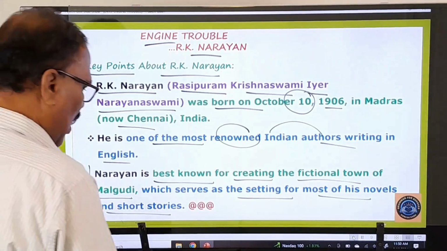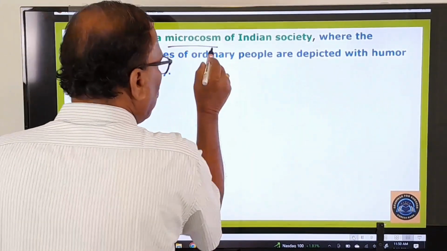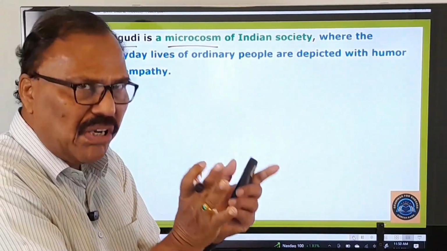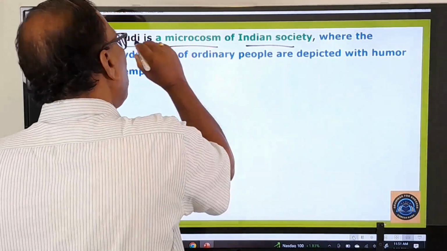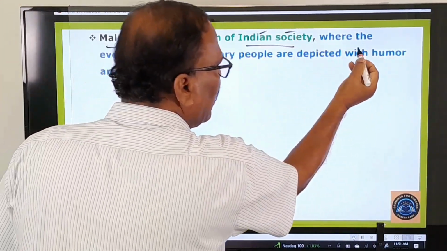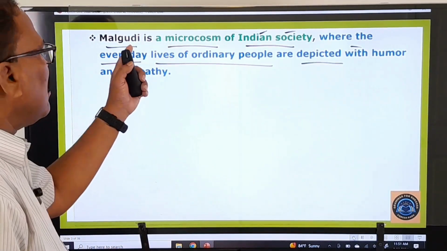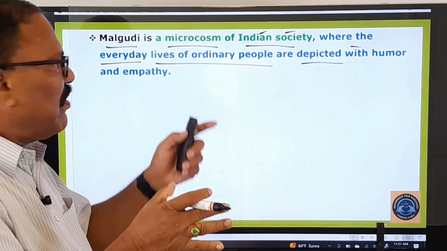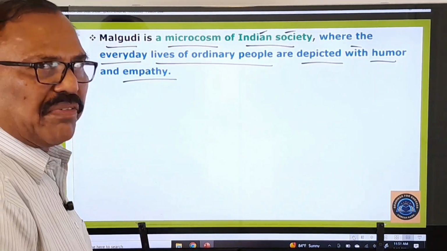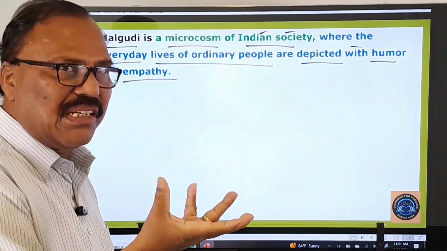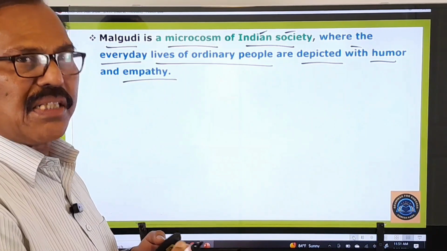Now let's move on to other important points about R.K. Narayan. Malgudi is a microcosm. Microcosm means a mini world of Indian society, where the everyday lives of ordinary people are depicted. In Malgudi, the everyday lives of ordinary people are described with humor and empathy. Empathy means some kind of concern. So he has described all these ordinary people with humor and some kind of concern.